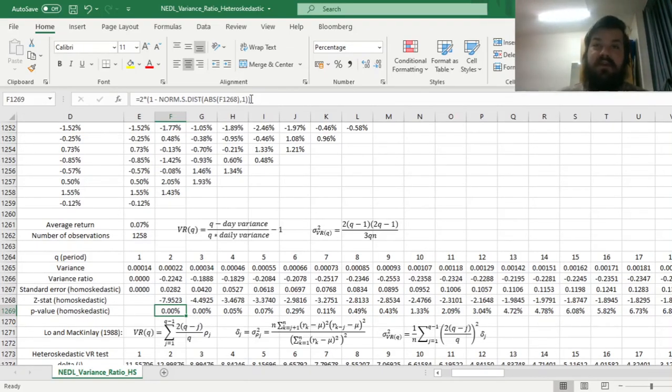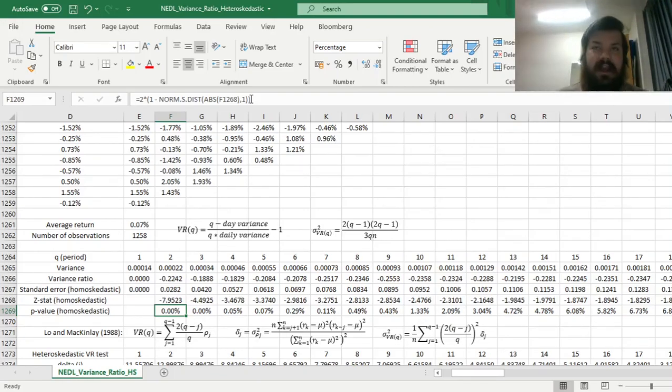However, remember what I told you at the start. The homoscedastic variance ratio test can reject the null hypothesis not only if there is autocorrelation, but also when returns are not identically distributed, when there is heteroskedasticity.